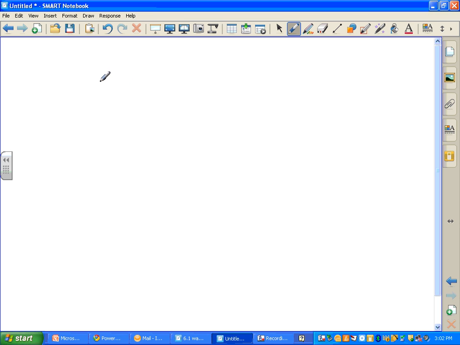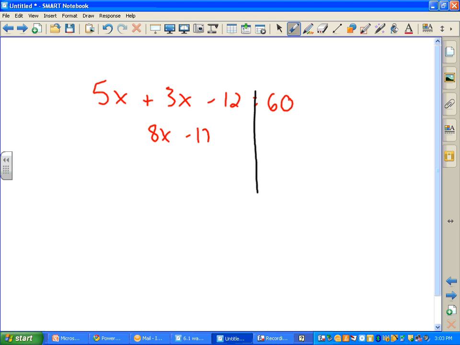So the equations you had for homework tonight were ones that had something like this in it. You'd have 5x plus 3x minus 12 equals 60. And what we're going to do is start off by combining the like terms that we have. So we combine the 5x and 3x, and that'll just give us 8x minus 12 is still there, equals 60.